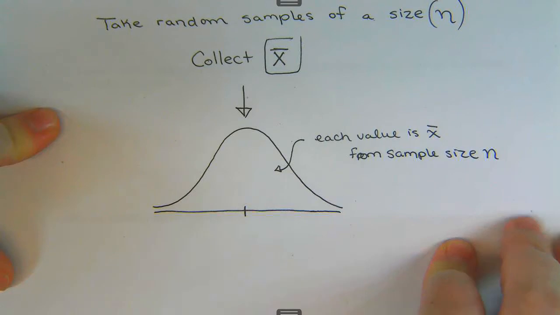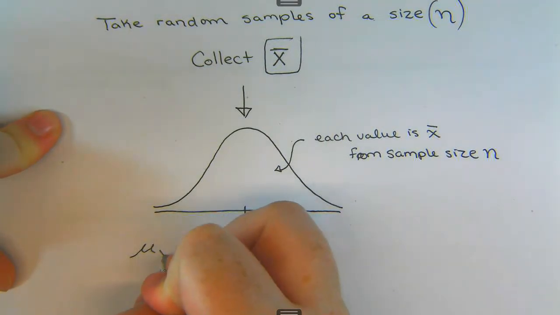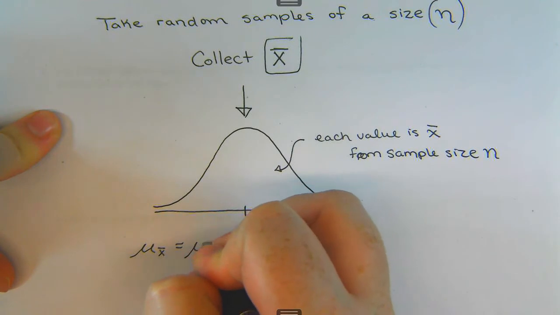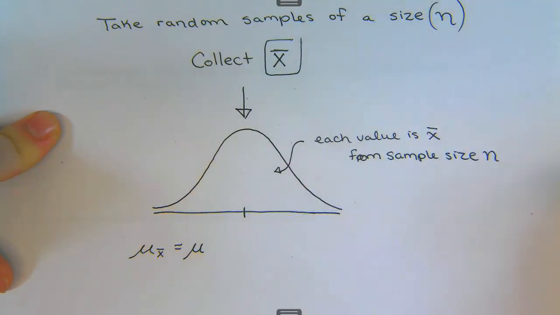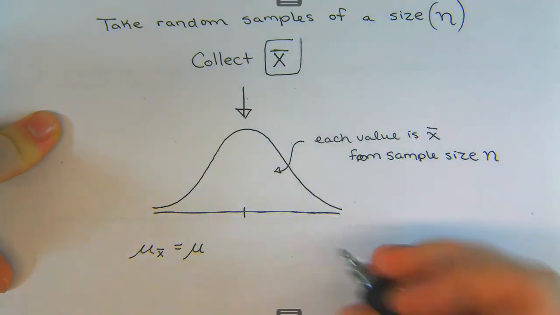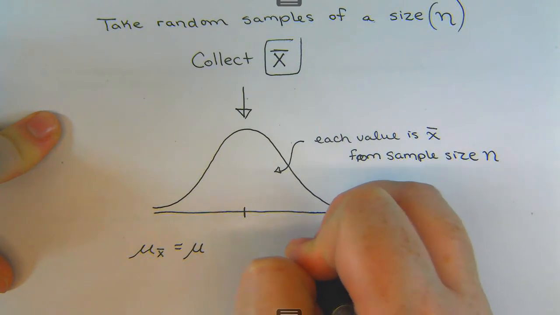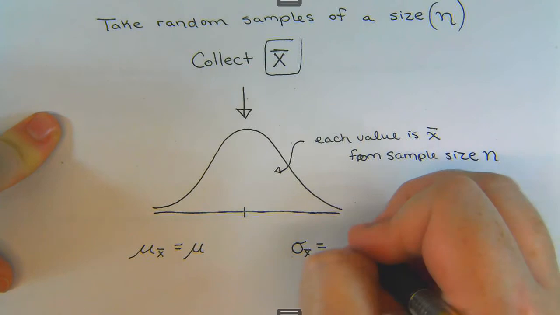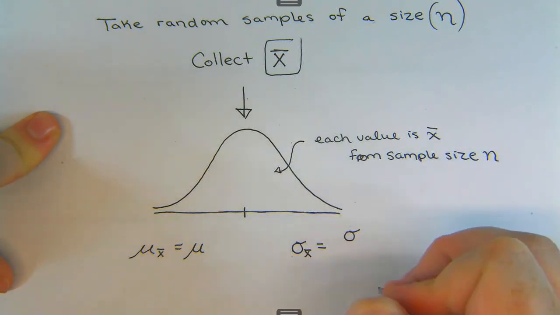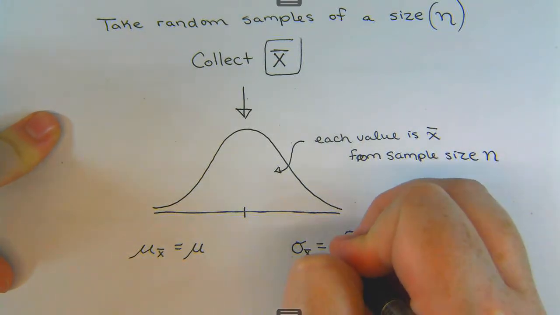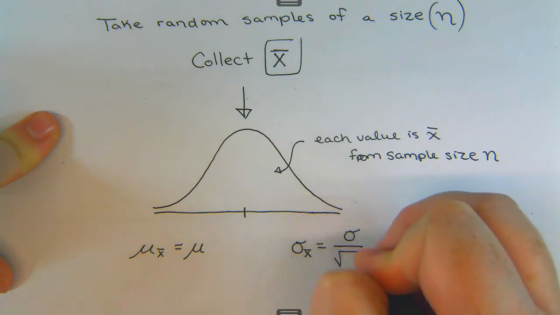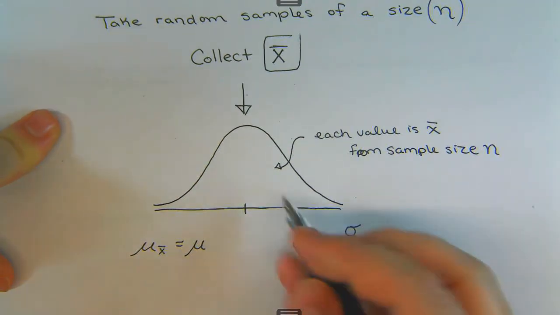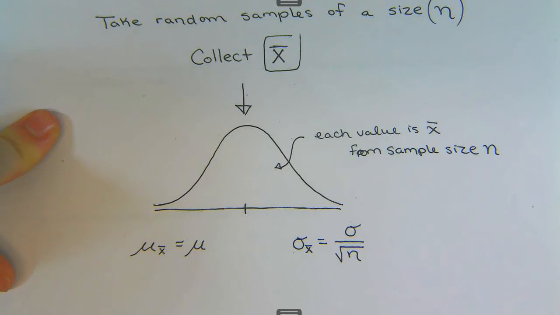So what we saw is the center of it, the average of all these sample values should just be the population mean. So whatever we saw happen in the population, that's what we grab down here. And then for the standard deviation, we need to adjust it to reflect that we're taking averages of a certain sample size. So what we do is we take our old standard deviation, that population standard deviation, and divide it by the square root of our sample size. So this gives us a distribution for our sample means.